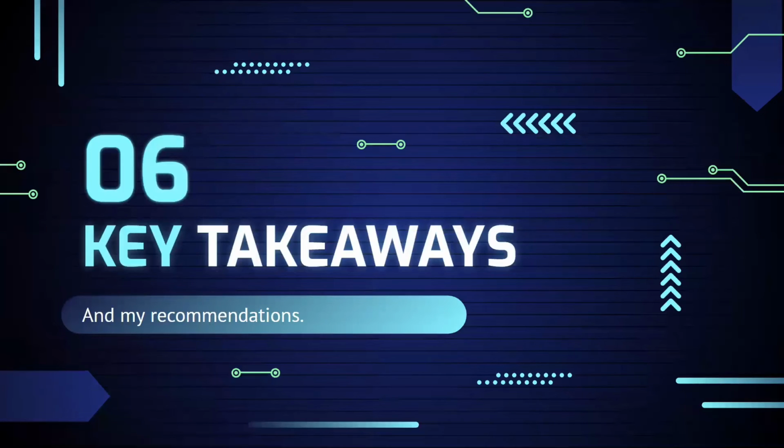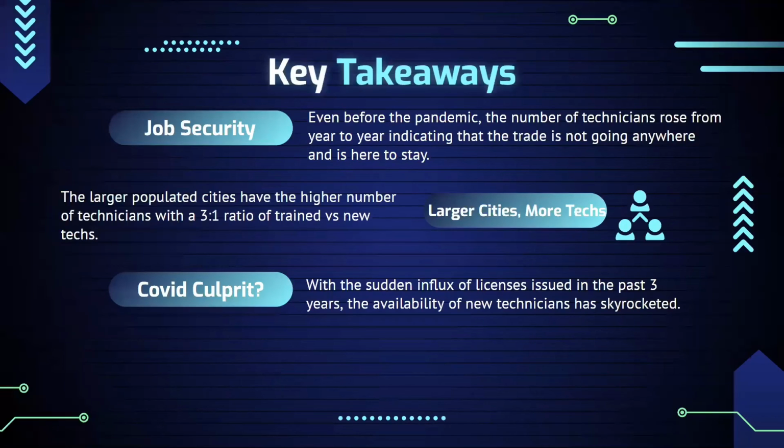So the key takeaways from this analysis that I was able to get was job security. That's one of the big ones. So even before the pandemic, the number of technicians rose steadily from year to year on the issued. The expired licenses line on the line chart fluctuated a little bit, but the number of issued licenses was always higher. So job security, I think it's one of those because it is an essential career, something that's not going to go away. It's always going to be there. It's in the data, you know.